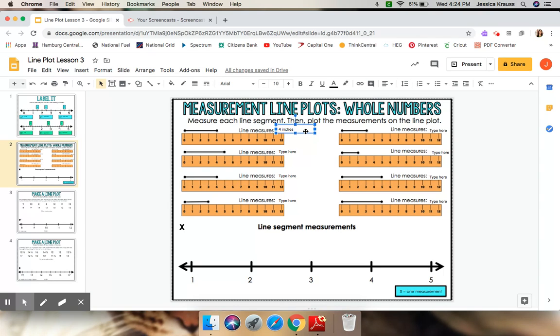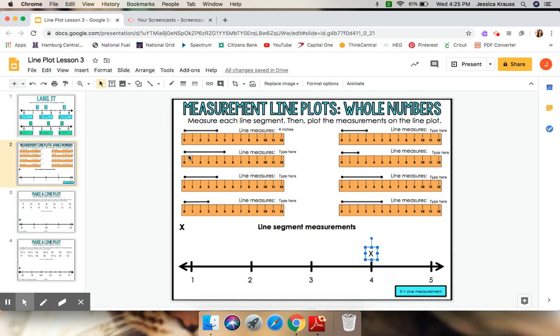After I figure out how long the line segment is, I have to plot it on my line plot down here. And it tells me, if we look at the key, each x equals 1 measurement. So I just had a measurement for 4 inches. I'm going to take my x and I'm going to drag it to the 4 and I'm going to place it right over there to show that. Let's look at the next one.